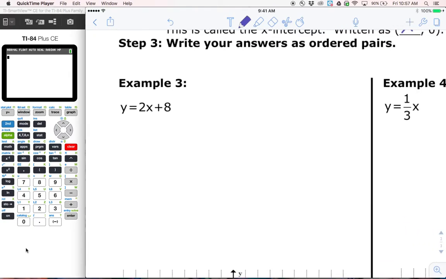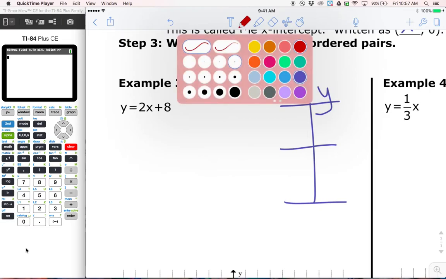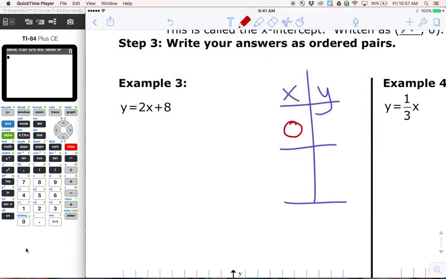I don't have tables drawn for me, but I like the tables, so I'm going to draw myself a quick little table here. All right, let's see. First, let's find what happens when x is 0. If I have x equals 0, then I've got y equals 8, right? The 2 times 0 is 0, so I just have y equals 8. So when x is 0, y is 8.